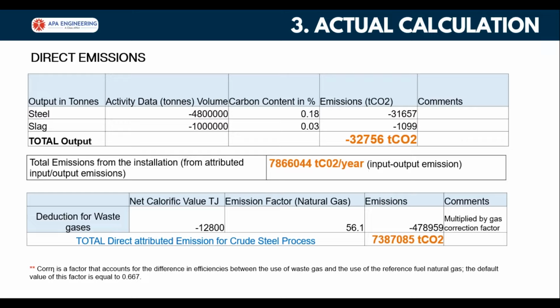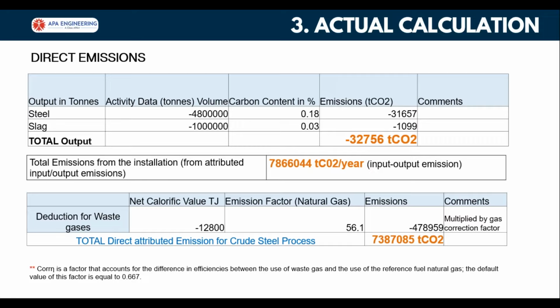Then I'm moving over. As we said during the calculation method, we not only factor our inputs, we also have to see what comes in the output, and the difference of these two will give us the emissions. So what is your output? You have steel as your output, you have slag. What is the volume of that, and what is the slag volume? You also have your carbon content, and then multiply them to get your total emissions. Then you take this total input from the previous, and you also have your total output, and then subtract them. You will have your total emissions from the installation. This is based on the attribution of the emissions to the input and attributed emissions to the output. So this will be your final figure of your emissions.